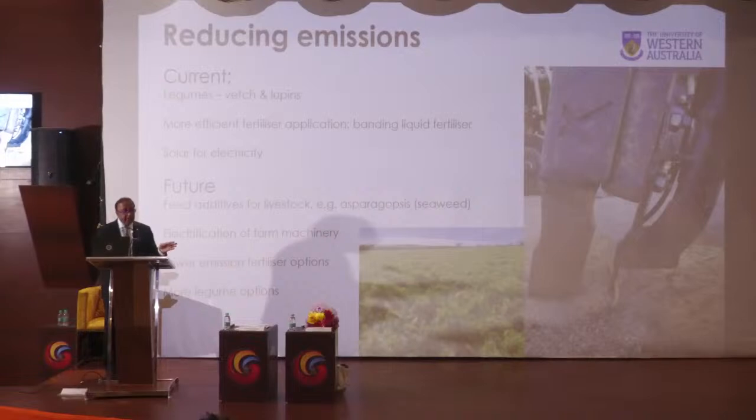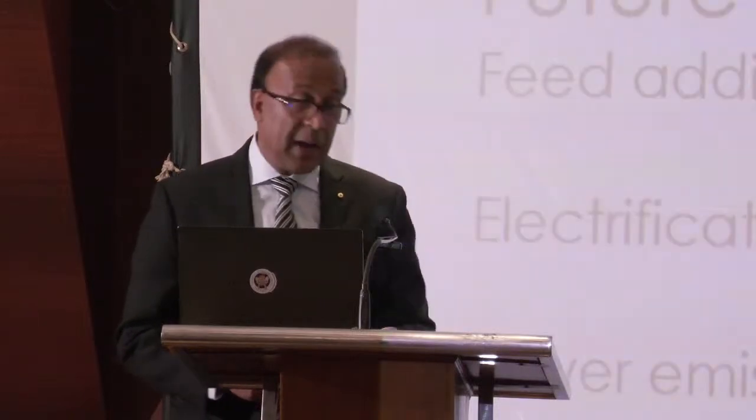And then he looked at legumes like vetch and lupins, more efficient fertilizer application, banding liquid fertilizer, solar for electricity generation on the farm, feed additives for livestock, electrification of the farm machinery, low emission fertilizer, slow releasing fertilizer, more legume options. So he wanted to achieve zero by 2030. There are farmers who are already doing that. Based on very simple practices, it can be done.